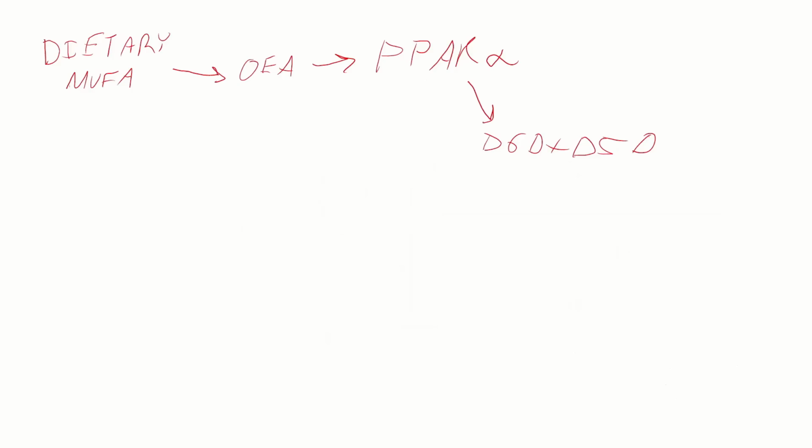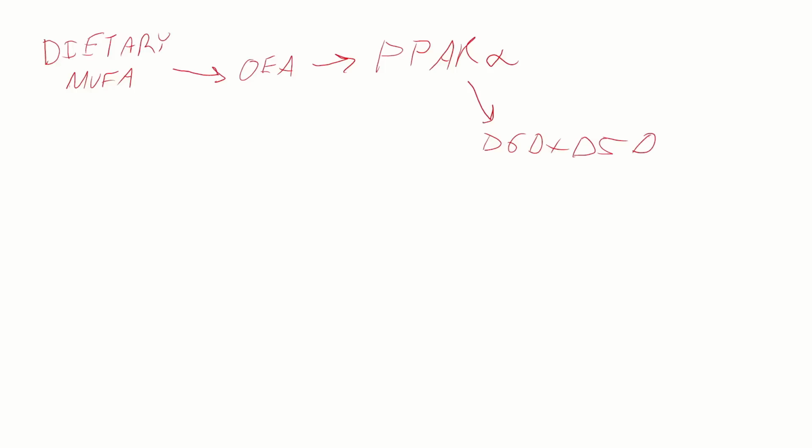And so this is a summary. If you go back and watch how olive oil makes you fat, I have a more detailed version of this. If you're really interested in molecular biology, I'm going to kind of blast through it here. When you eat dietary oleic acid, your gut produces something called OEA, which activates PPAR alpha, which upregulates D5D and D6D.